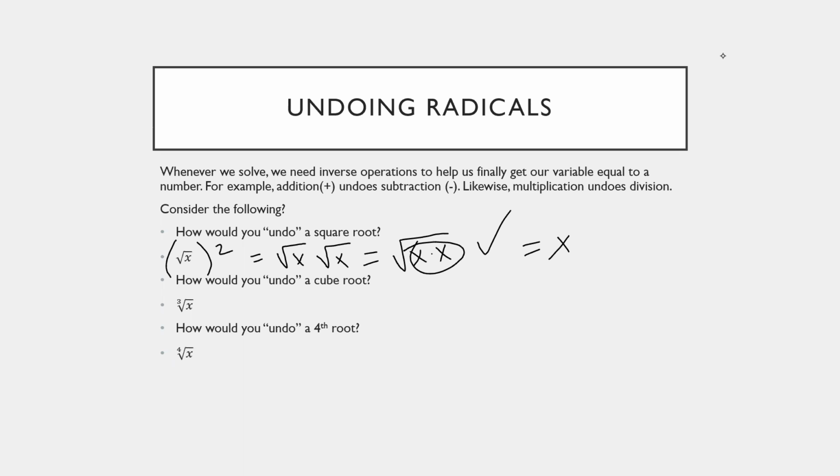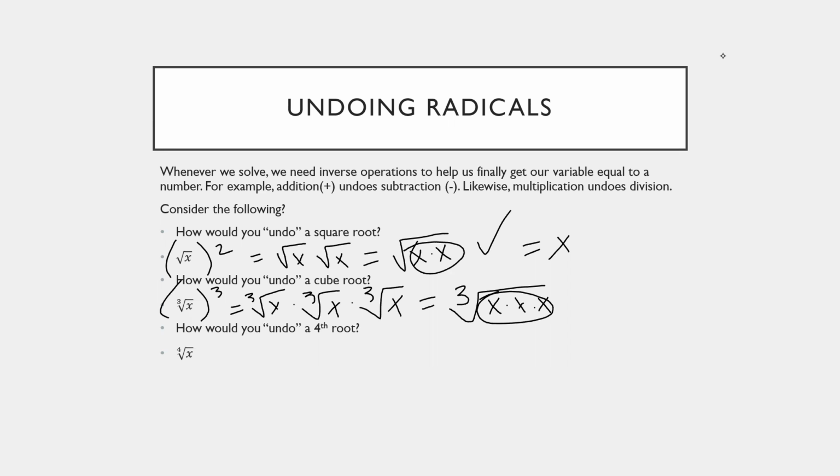Can we extend that idea to a cube root? Look at that index, 3. If I raise it to the third power, that's cube root of x times the cube root of x times the cube root of x, which is really, by the product property of radicals, the cube root of x times x times x. Groups of 3 break free of a cube root, and we get x. If you were to extend this pattern, how would you undo a fourth root?